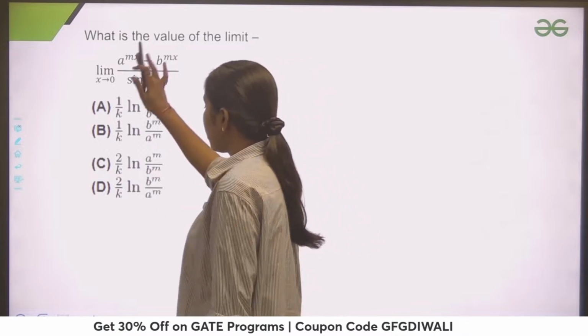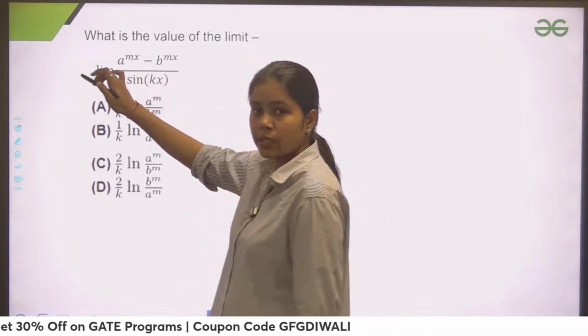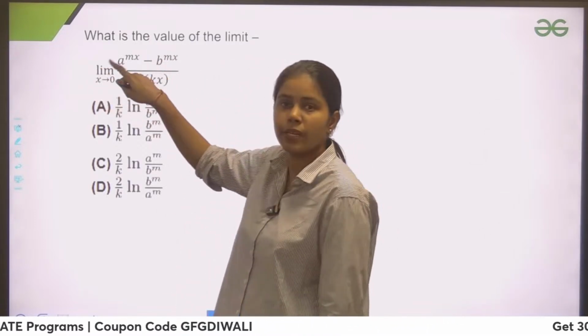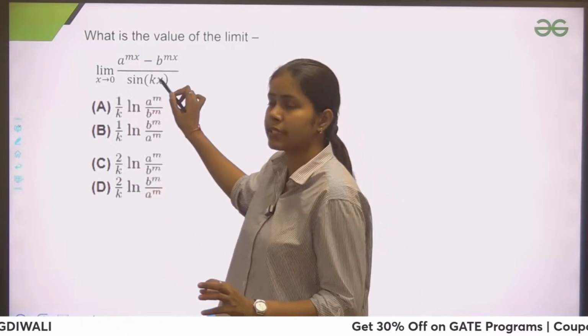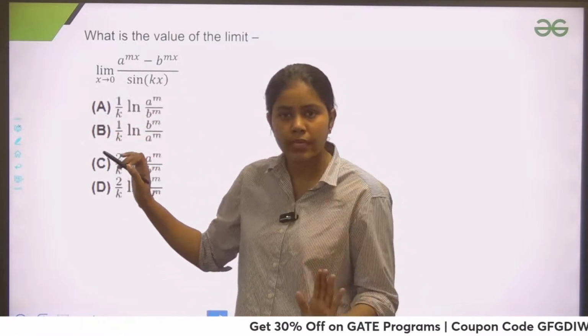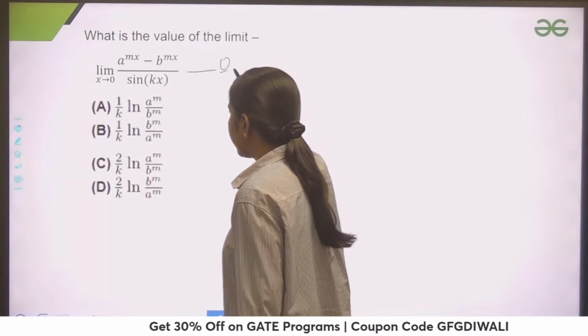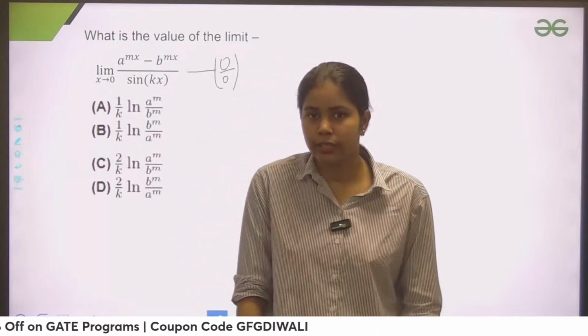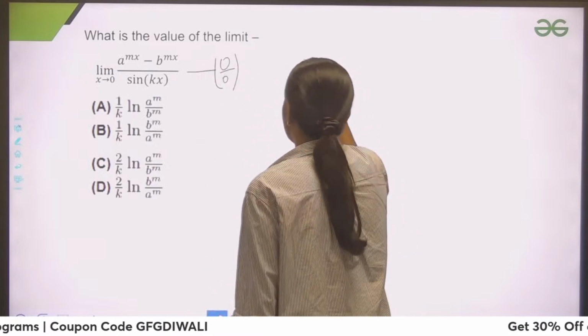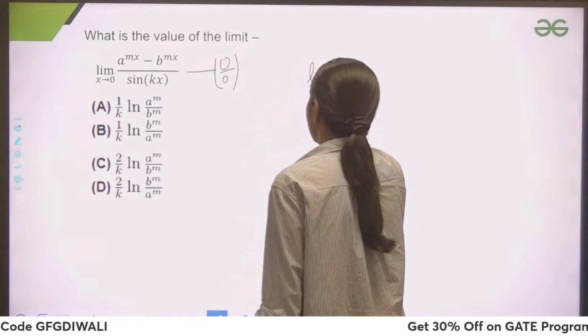Okay, so now you can see that if you put x as 0, a to the power 0 is 1, b to the power 0 is 1, 1 minus 1 is 0. That means in the numerator you are getting 0 and in the denominator sine 0 is 0. So you are getting 0 by 0 form. That's why I was saying that you have to apply L'Hopital rule. You have to differentiate numerator and denominator. So let's differentiate. Limit x approaches to 0.